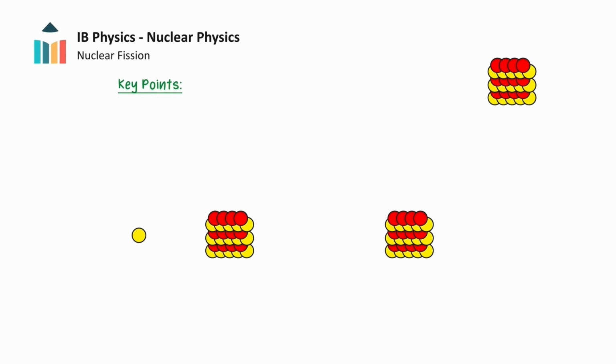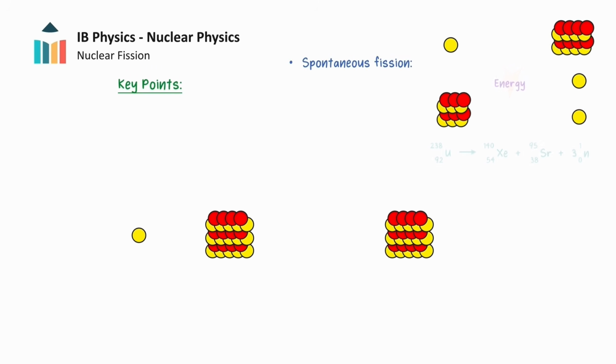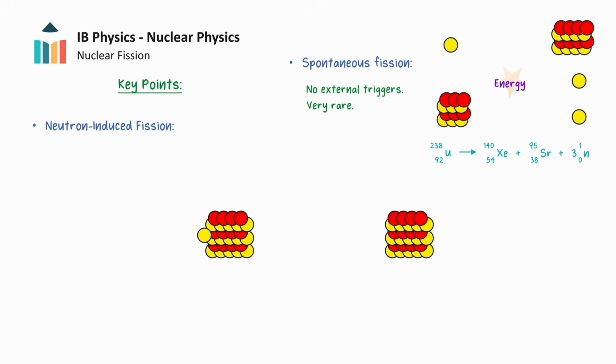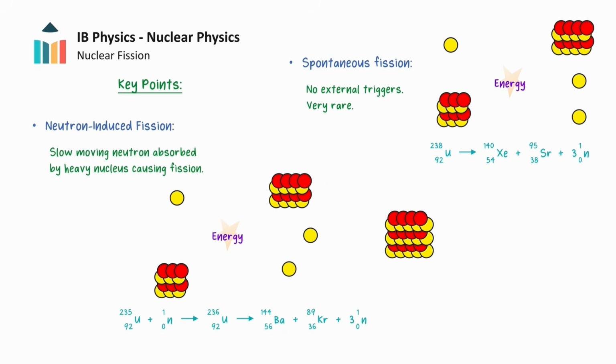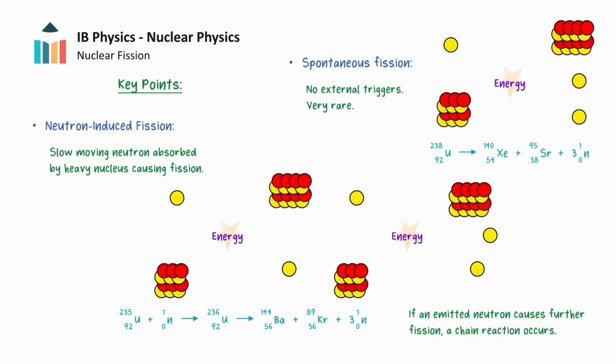We will now provide a final summary of the key understandings from this video. We saw that some nuclei can undergo spontaneous fission, whereby a nucleus can split into lighter nuclei and emit neutrons without any external triggers, but this is a rare type of fission. The more common type of fission is neutron-induced fission, where a heavy nucleus absorbs a slow-moving neutron, which can cause fission to occur. If a neutron emitted by fission goes on to cause another fission reaction, this process is known as a chain reaction. This is the basis of how a nuclear reactor generates power through the use of moderators, control rods, and heat exchangers.